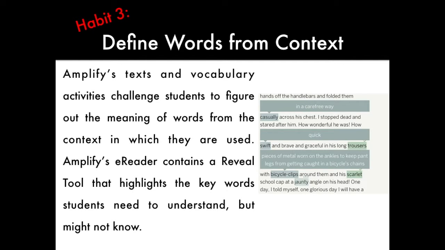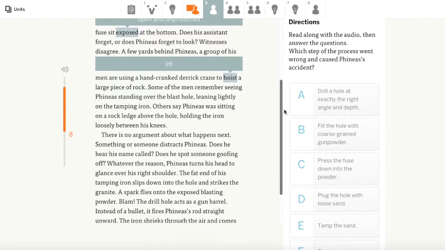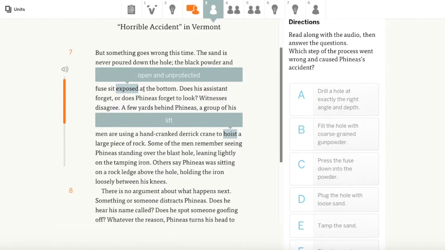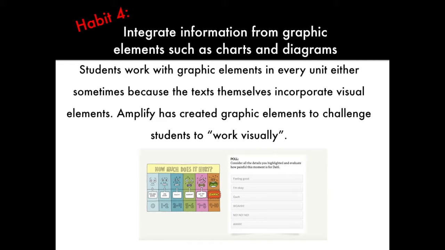Habit 3, define words from context. Amplify's text and vocabulary activities challenge students to figure out the meaning of words from the context in which they are used. Amplify's e-reader contains a reveal tool that highlights the key words students need to understand, but may not know. Habit 4, integrate information from graphic elements such as charts and diagrams.